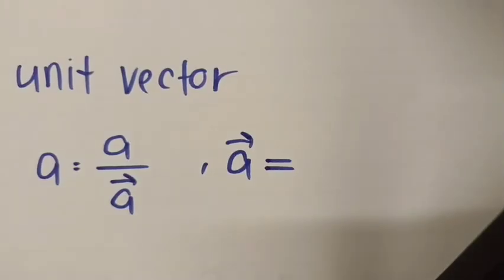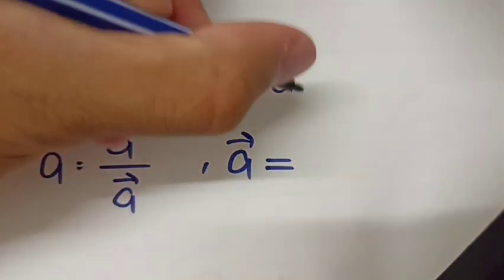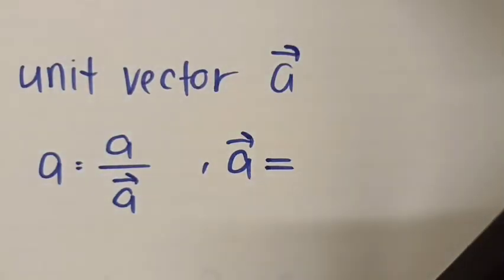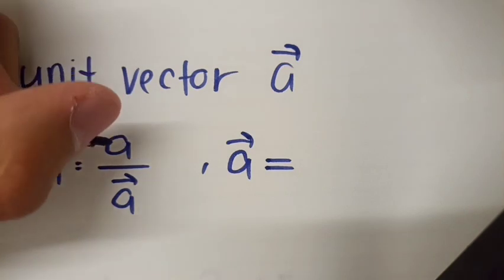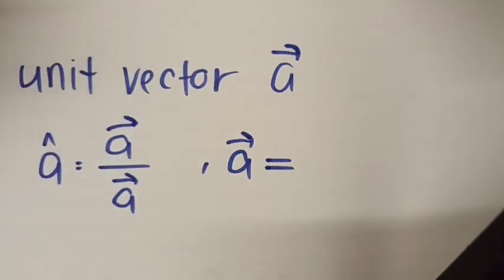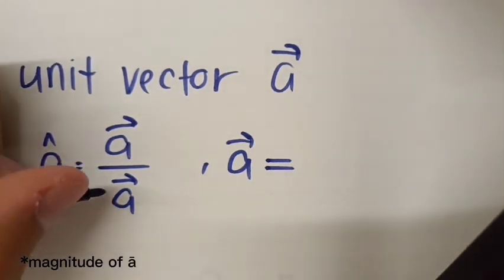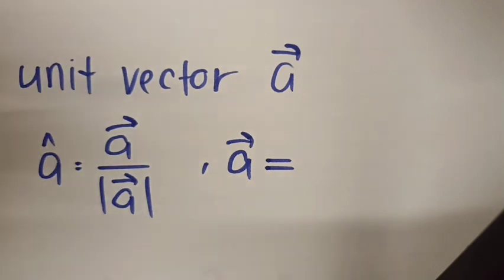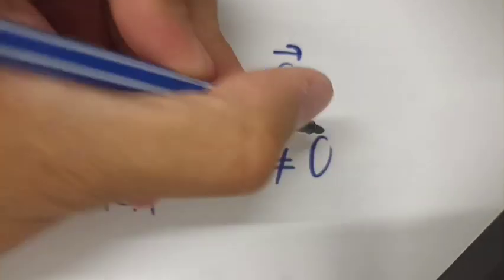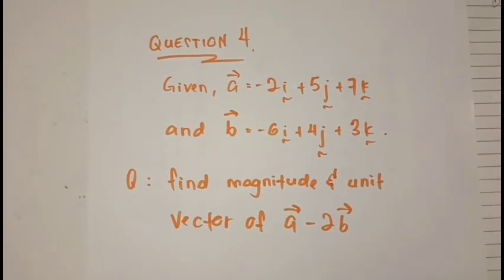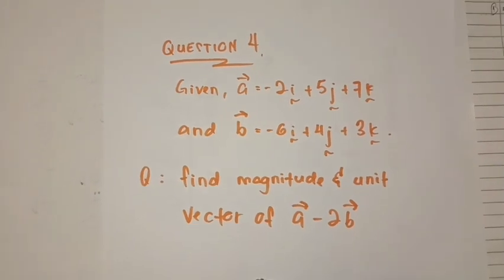And the second formula we must know is the formula of a unit vector. The formula of a unit vector can be found by using the formula: unit vector A equals the main equation A divided by the modulus of A, whereas A is not equal to 0. And now moving on to question 4.